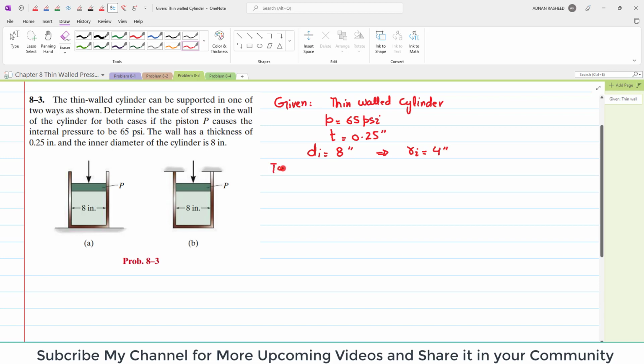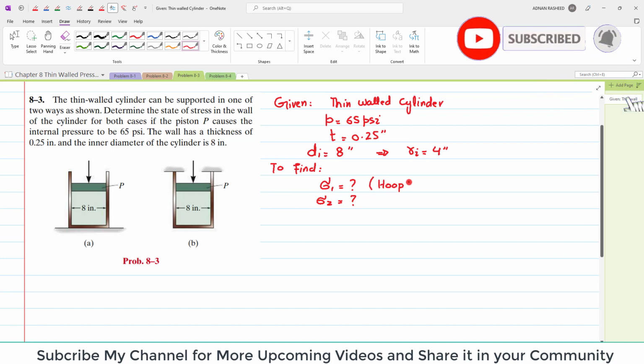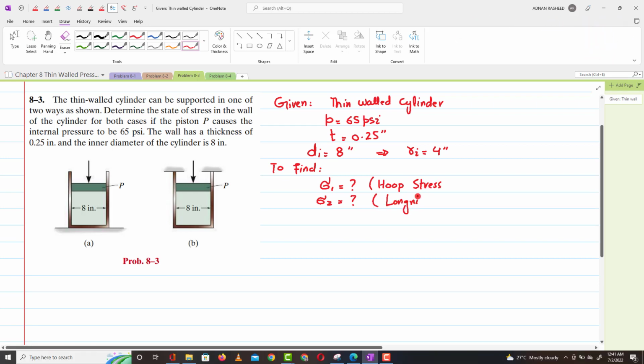So what we have to find is the state of stress in the wall of the cylinder. So sigma 1 and sigma 2. Sigma 1 is hoop stress and sigma 2 is longitudinal stress, for both the cases. So let's start with the solution.